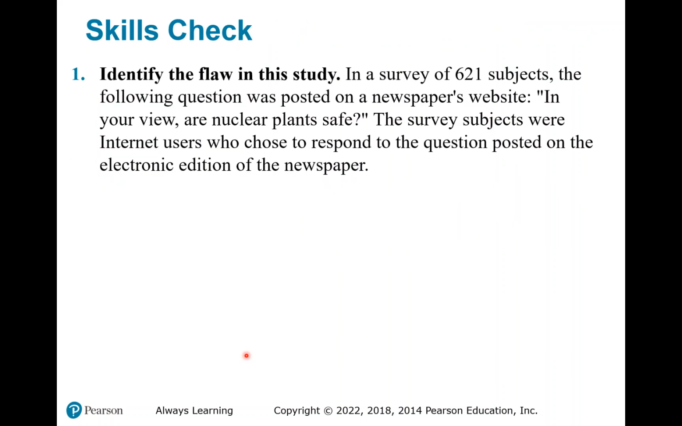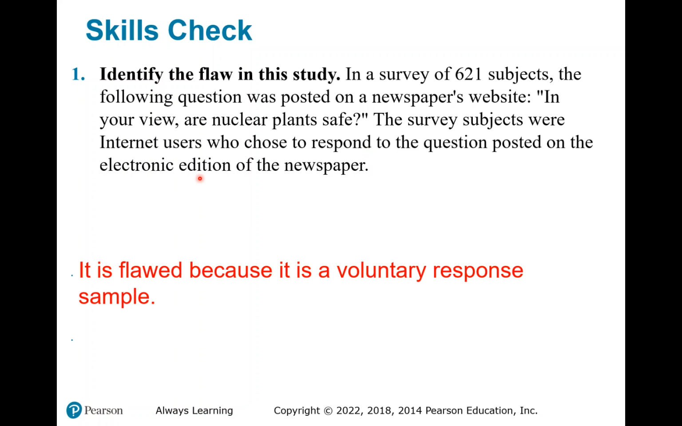Let's see if you can identify the flaw in this study. In a survey of 621 subjects, the following question was posted on a newspaper's website: In your view, are nuclear plants safe? The survey subjects were internet users who chose to respond to the question posted on the electronic edition of the newspaper. So the key phrase here is they chose to respond and it was posted online. So the flaw here is it is a voluntary response sample.